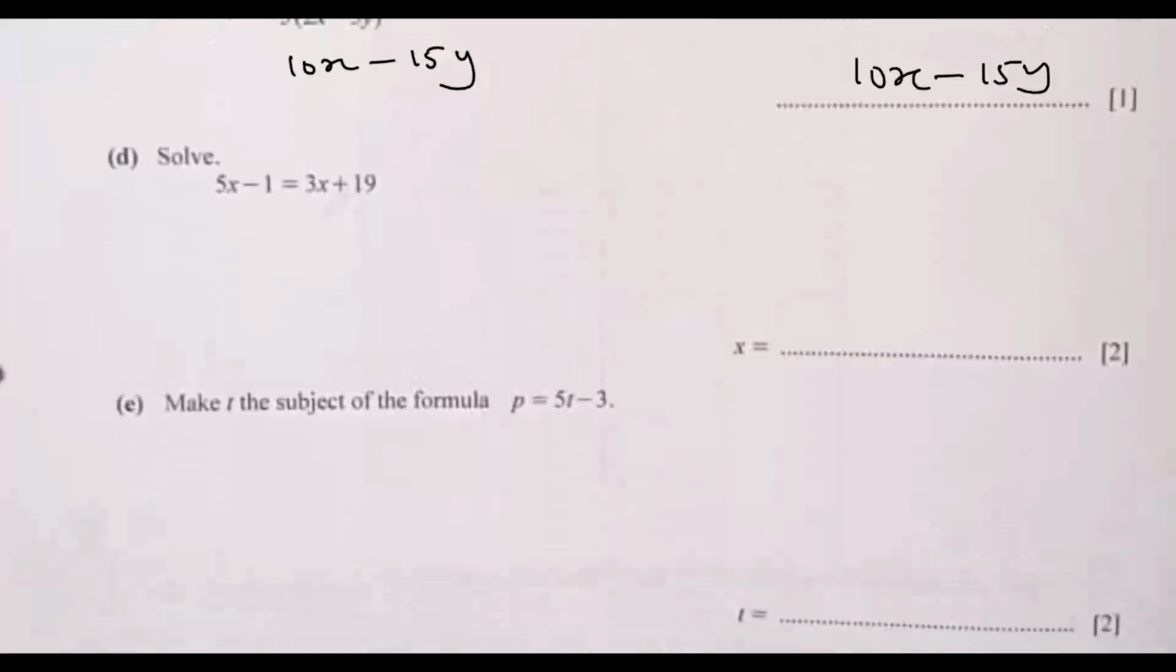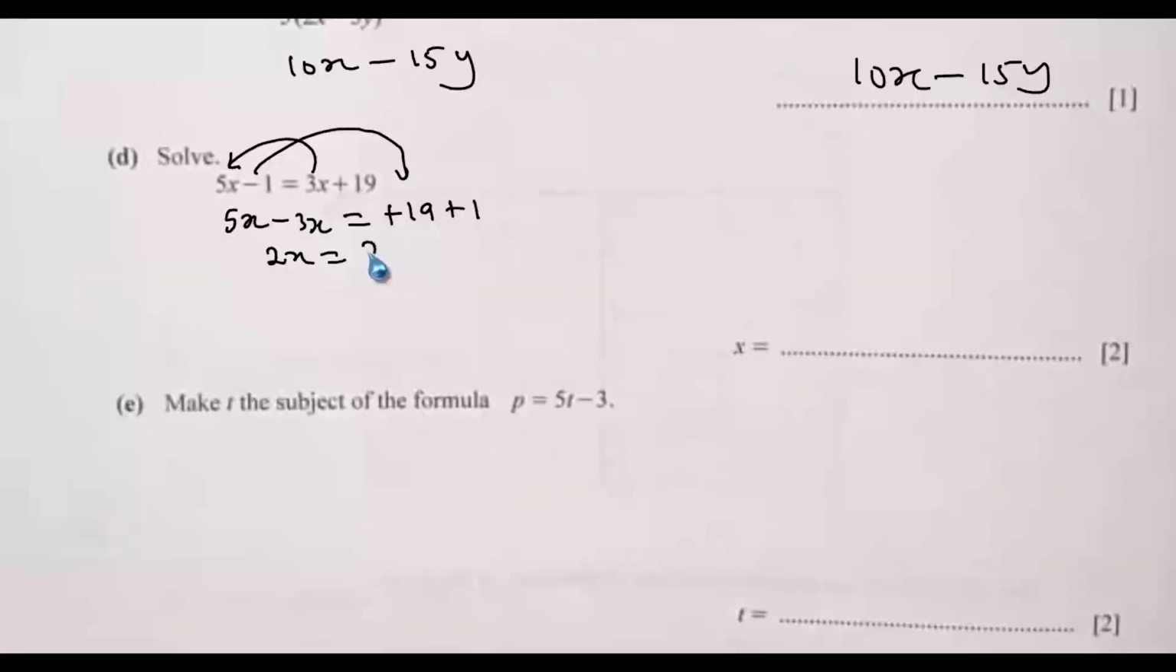So let's scroll down. We have to solve this equation. These and these are like terms. So I'll need to bring 3x to this left hand side. So I'm going to have 5x minus 3x. The sign changes. It was previously plus, now negative 3x because it has been brought to the left hand side. Then I have plus 19 on the right hand side. Then negative 1 needs to come to the right hand side to become positive 1. So I have 2x equals 20. If you divide both sides by 2, you have x equals 10. So the value of x is equal to 10.